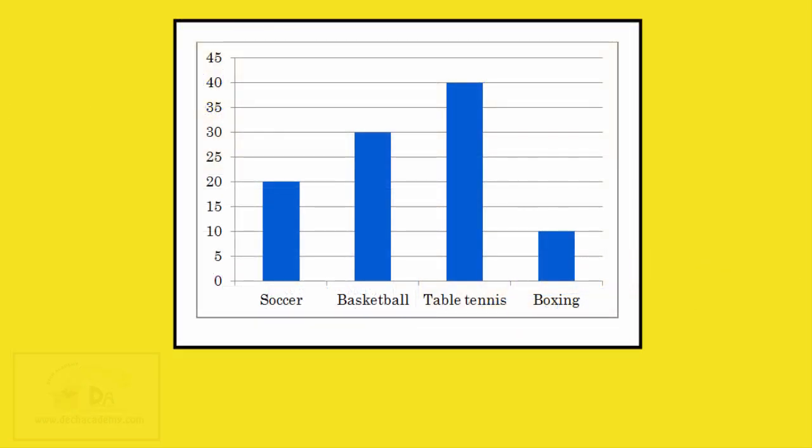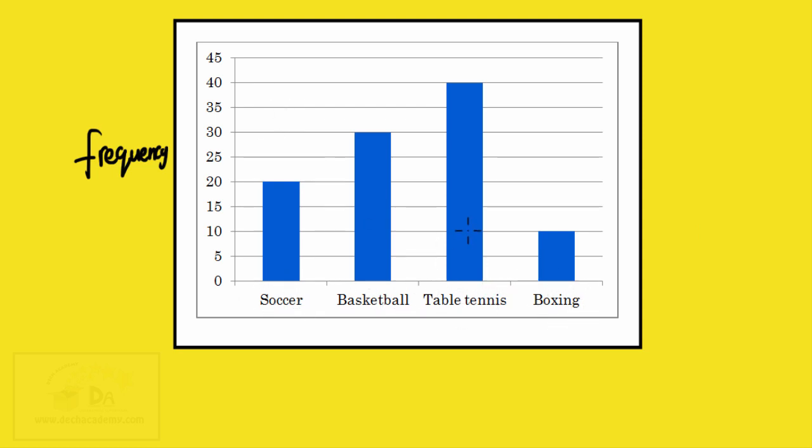The conventional bar chart you will encounter will be a plot of frequency against some categories. For instance, in this case, we can have frequency on the vertical axis. So each of these numbers here represents a frequency. And on the horizontal axis, we have categories. The category in this case is sport, and you have soccer, basketball, table tennis, and boxing.